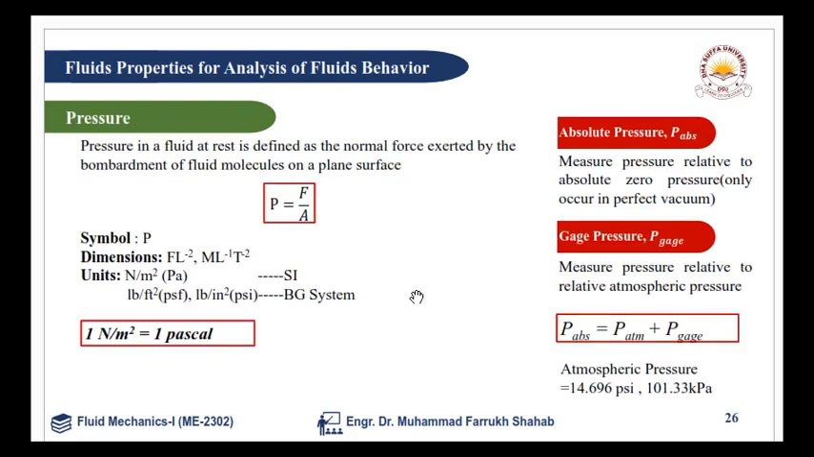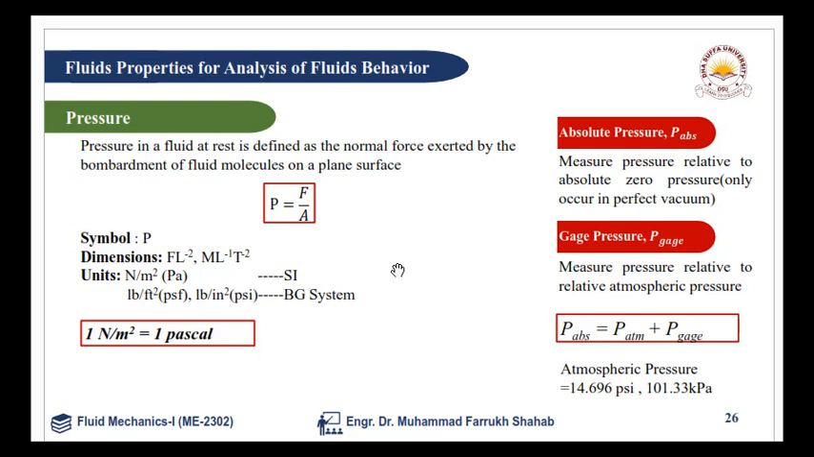Moving further, let's talk about pressure. Pressure is again an old concept. Pressure is basically the normal force exerted by the fluid molecules or particles on a flat surface. So the formula for pressure is force upon area, and it is represented by the symbol P. Since the force is in Newtons and the area is in meters squared, the units are Newton per meter squared. There is nothing new in this slide for you. The units of pressure can easily be calculated by replacing the dimensions of F and A. The SI unit for pressure is Newton per meter squared, which equals 1 Pascal.